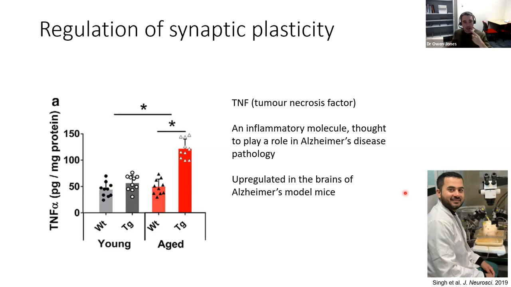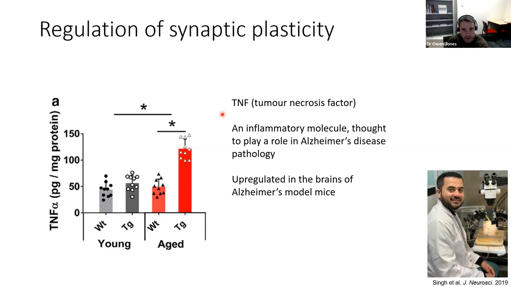So the first was that he discovered that there was a certain molecule, an inflammatory molecule called TNF, or tumor necrosis factor. We'll just call it TNF, that's a simpler name. Now, this is an inflammatory molecule that Anurag was interested in because it's very heavily implicated in the pathology of Alzheimer's disease. So inflammation is a key component of Alzheimer's disease, and TNF is one of the main molecules that drives inflammation in the Alzheimer's brain. And we were thinking, well, if these synapses can't strengthen so much, then perhaps that might be related to the loss of memory processes, for example, in Alzheimer's or other conditions.